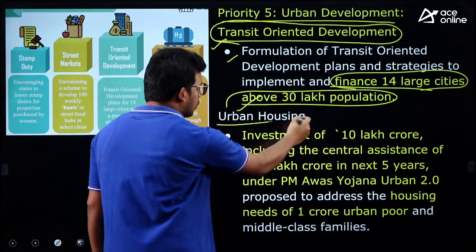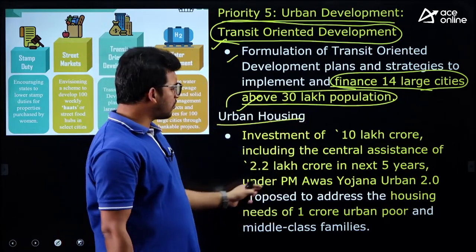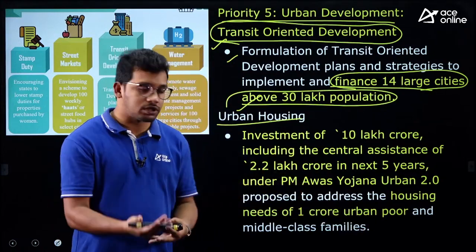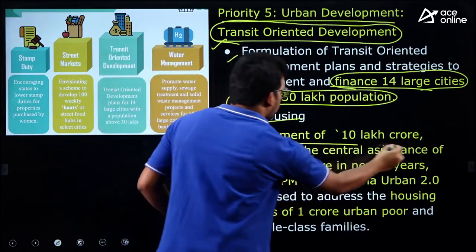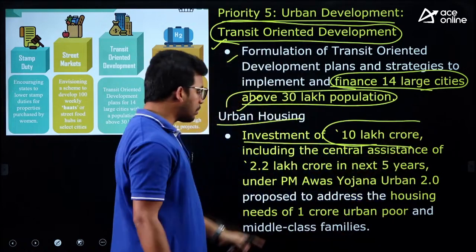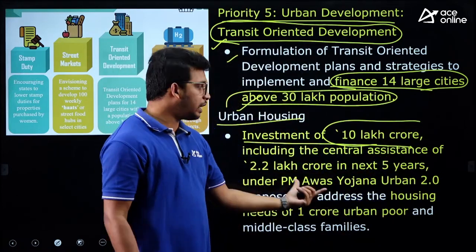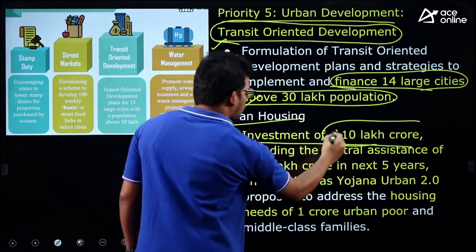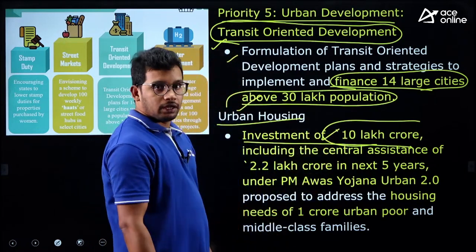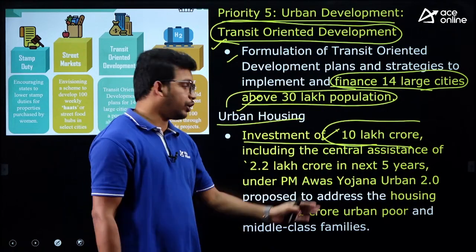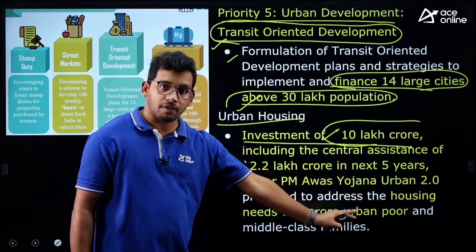Now urban housing also, already government has come up with a lot of initiative including Pradhan Mantri Awas Yojana to provide housing facilities. For that, government now has come up with the Pradhan Mantri Awas Yojana version 2.0, right. So under this 10 lakh crore will be given as funds under Pradhan Mantri Awas Yojana.